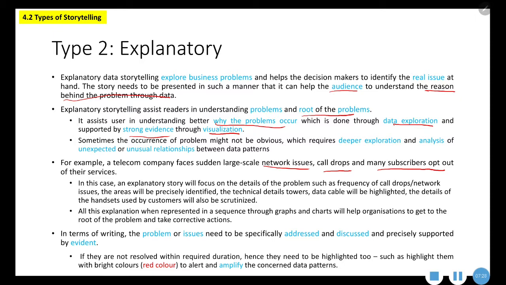So how do we explain this? What are the problems? So we want to investigate this. Okay, so when they have done their investigation, they have to prepare a report. That kind of report is considered the type of explanatory.